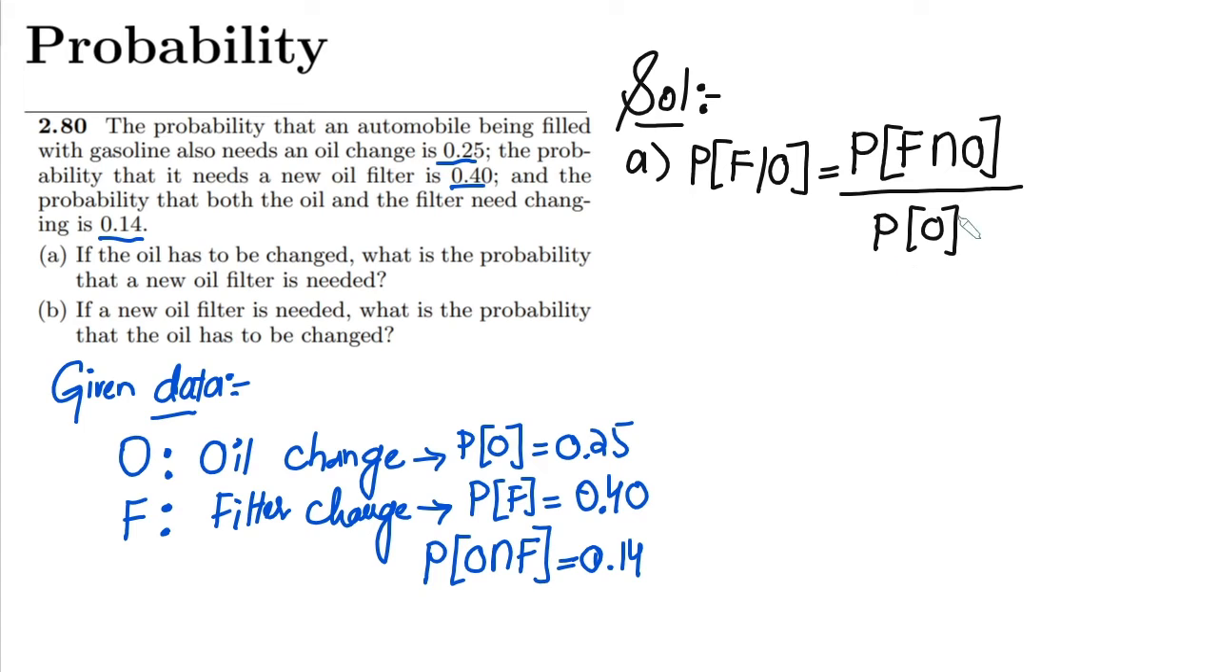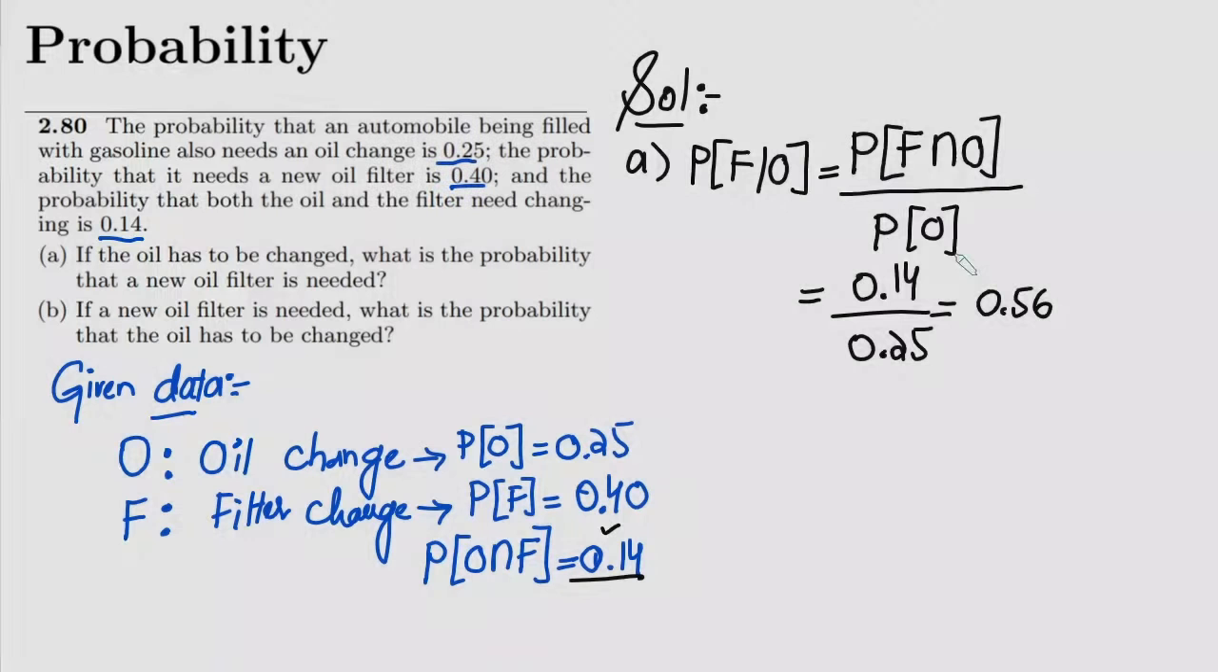All this data has been given to me, so let me put it here. This is already given, this is 0.14, divided by the probability of the oil change, which is 0.25. Calculating it, I get 0.56, and that is basically the probability of a filter change if oil has to be changed. So that is basically the answer.